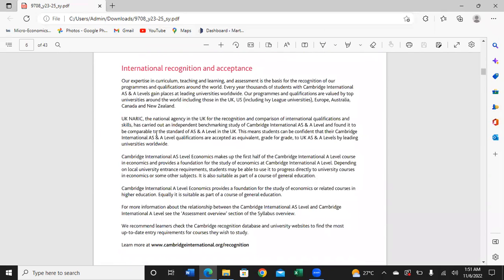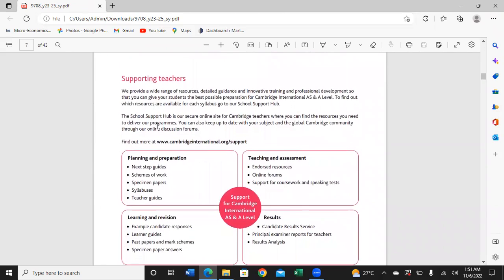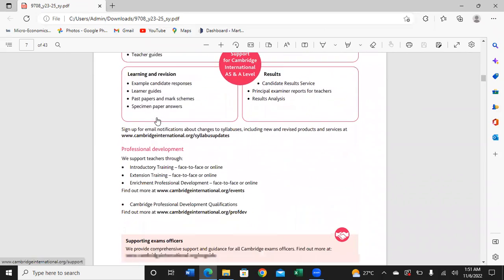So international recognition and acceptance, this we all know. Cambridge exams are internationally accepted. Supporting teachers, that's not for you.